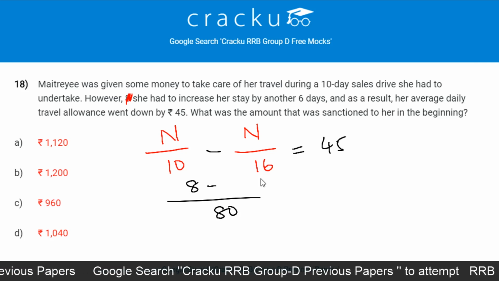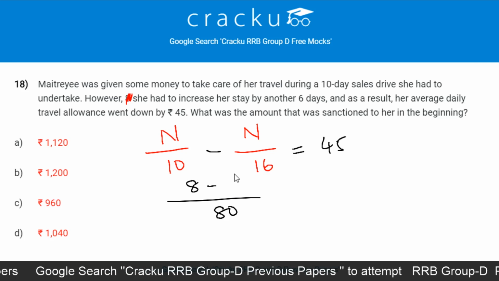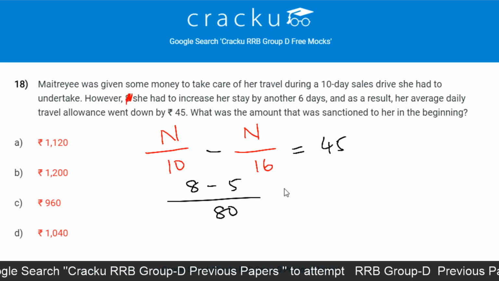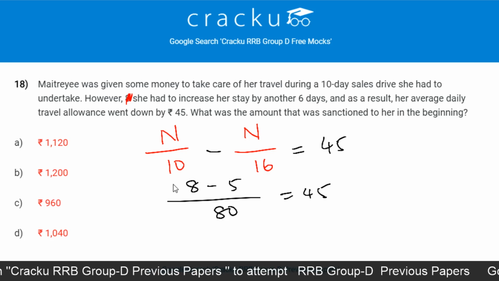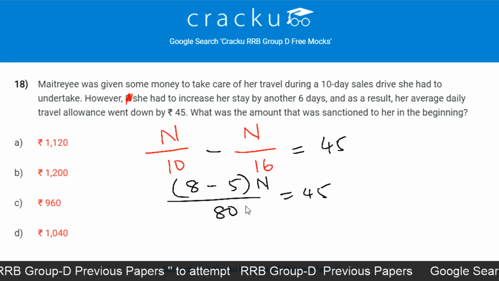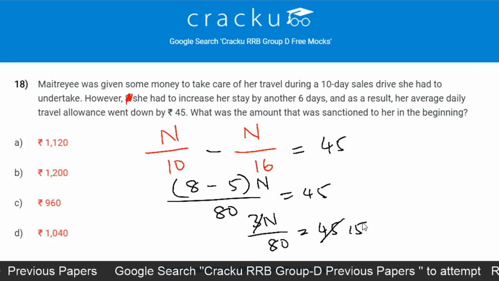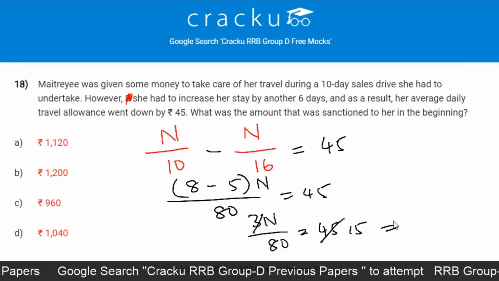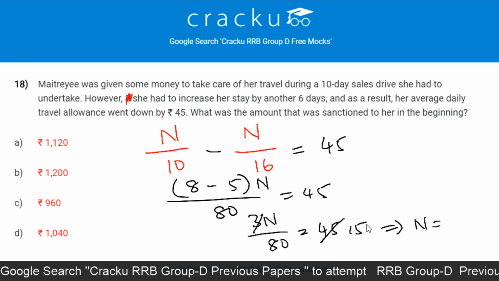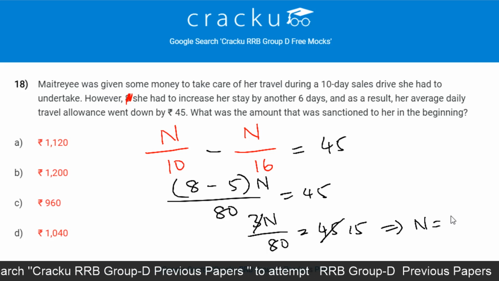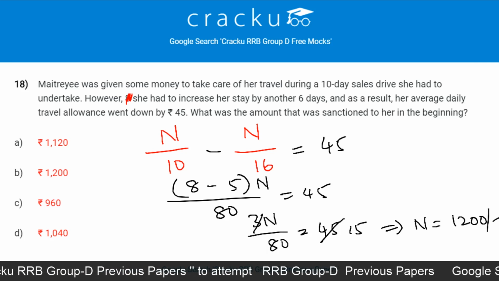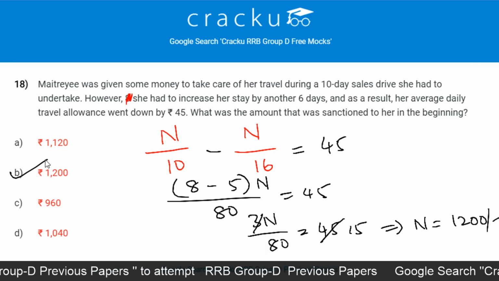The LCM of 10 and 16 is 80. 10 8s are 80, 16 5s are 80, equal to 45 whole into N. So 3N by 80 is equal to 45, 3 15s, that implies N is equal to 1200. So the answer for this question is option B.